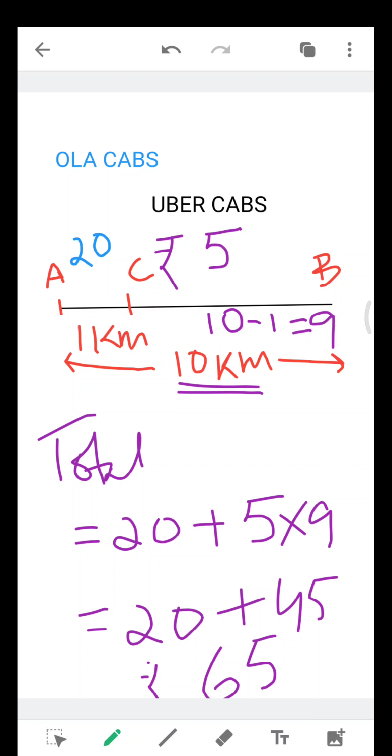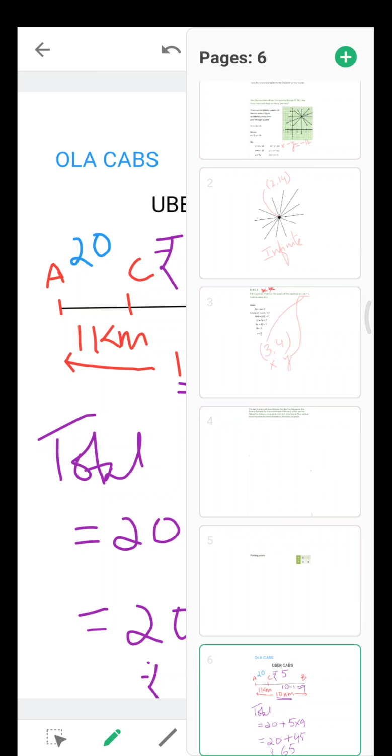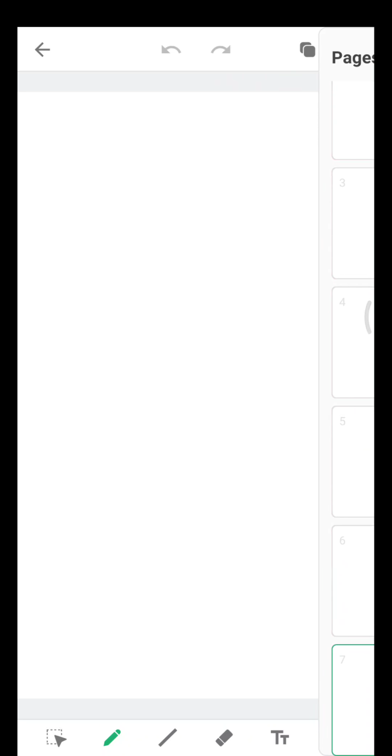This can be used for parking charges, or hostel charges, or library charges. Don't think it's only for cabs. This concept can be used for anything. Like if I use the same concept for parking charges, say a person is parking his vehicle for a few days, he has to pay a fixed charge.